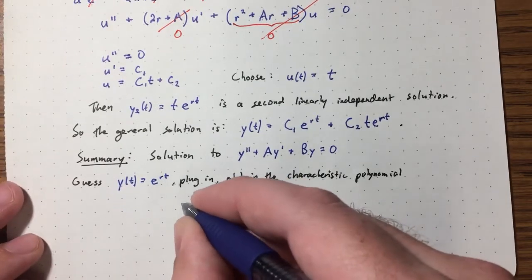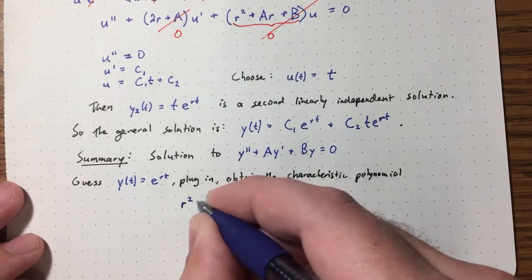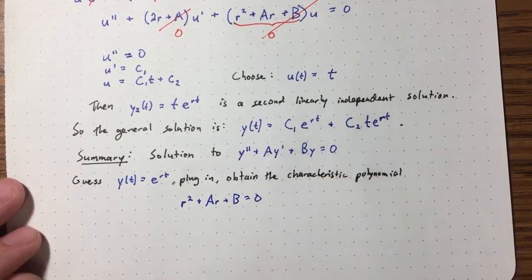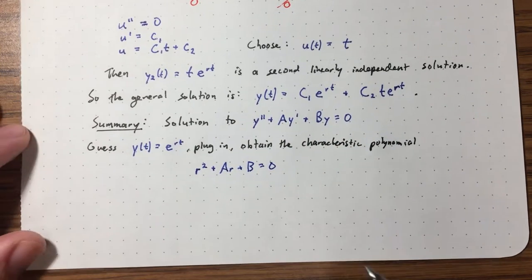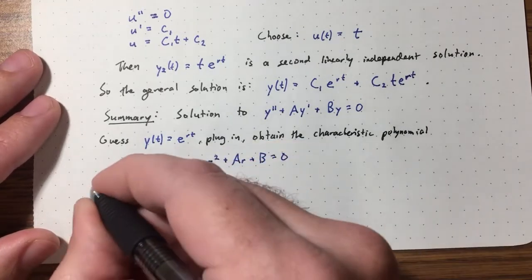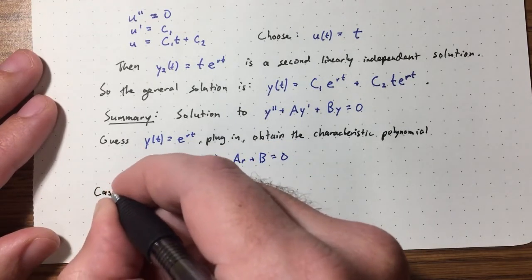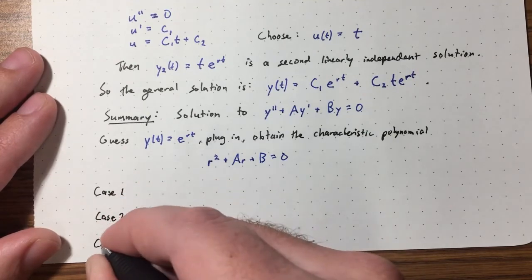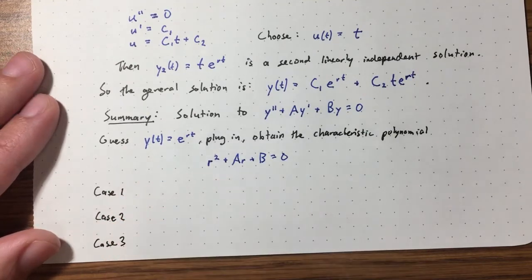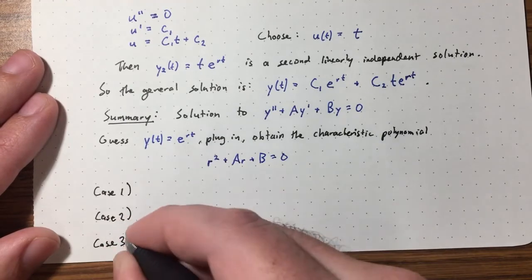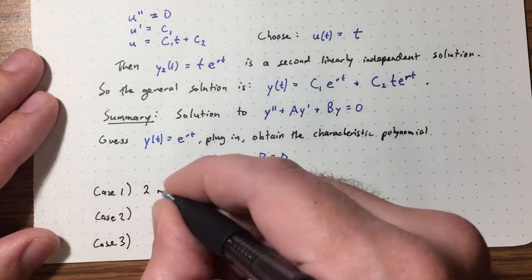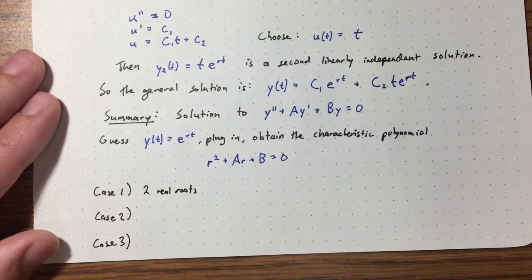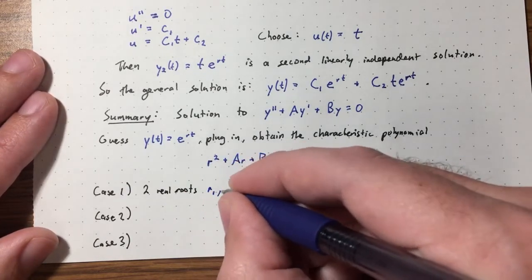And what was our characteristic polynomial? It looked like r squared plus ar plus b equals 0. And we had three cases. So let's write the three cases. I think I have room for that. So case 1, case 2, and case 3. Case 1, what was case 1? 2 real roots. And let's call them R1 and R2.